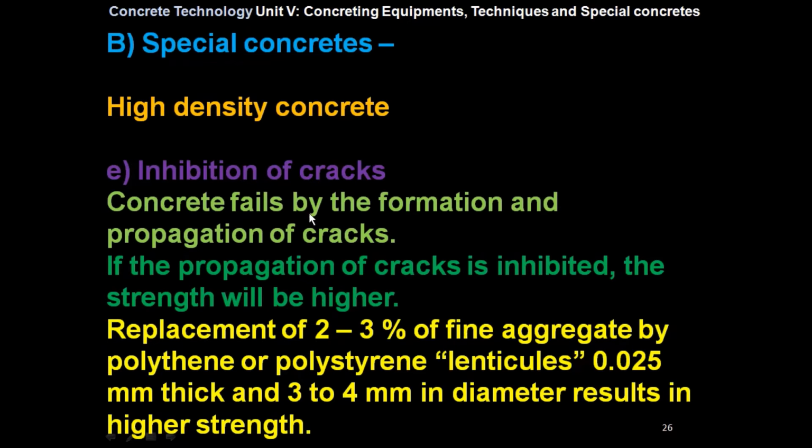Concrete fails by the formation and propagation of cracks. If the propagation of cracks is inhibited, the strength will be higher. Replacement of 2% to 3% of fine aggregate by polyethylene and polystyrene, 0.025 mm thick and 3 mm to 4 mm in diameter, results in higher strength.